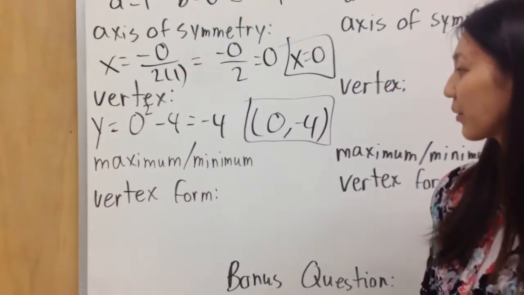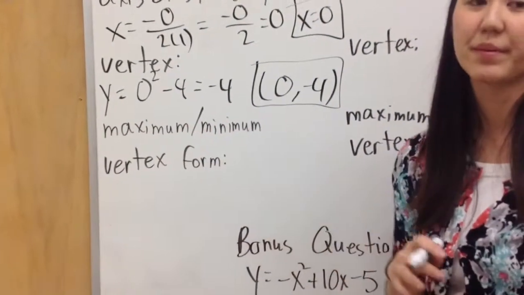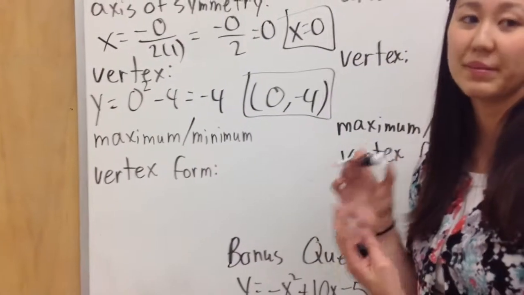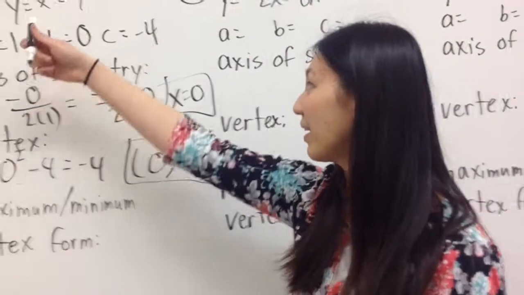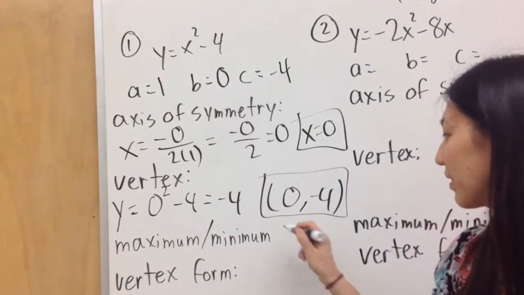Okay, next thing we're going to look at is, is it a maximum or a minimum? Remember, if it's a maximum, that means A is negative. If it's a minimum, that means A is positive. A here was positive 1, so this is a minimum.